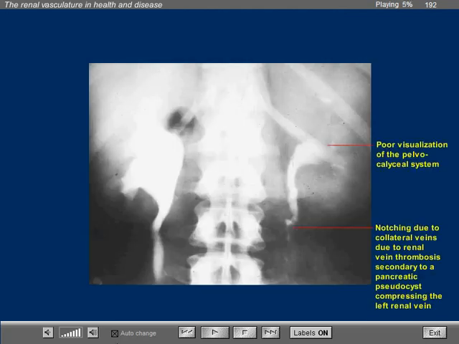This patient had a pseudocyst of the tail of the pancreas. The urographic examination only reveals some notching along the proximal left ureter and poor visualization of the calyceal system. And the notching was really the only sign of renal vein thrombosis, which in this case was due to compression or to involvement of the left renal vein from the pancreatic pseudocyst.